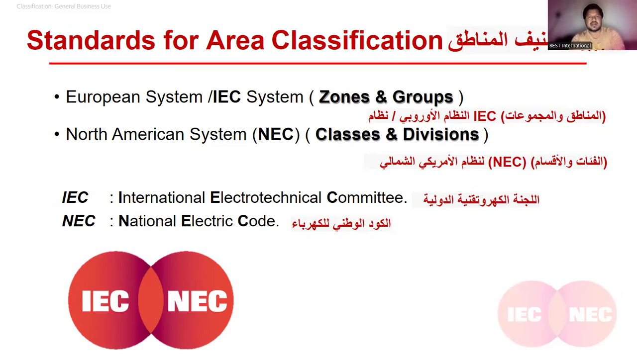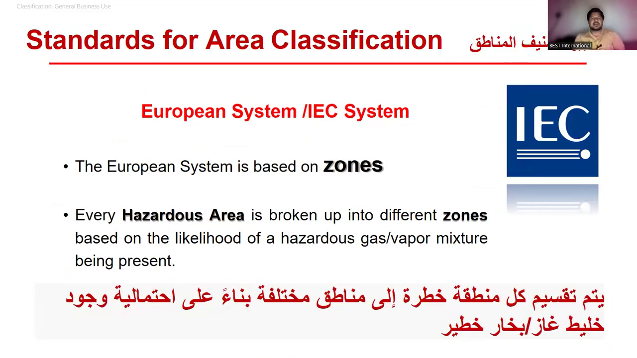if it's a new project. If you're going for maintenance, overhauling, changing some parts, all these things you have to go back and check the reference, based on what international standards you benchmarked the zones, and accordingly you need to buy the equipment. Okay. Like, let's take an example of the European system, the IEC system. The European system is based on zones, right? Every hazardous area is broken into different zones based on the likelihood of the hazardous gas, vapor mixture being present.